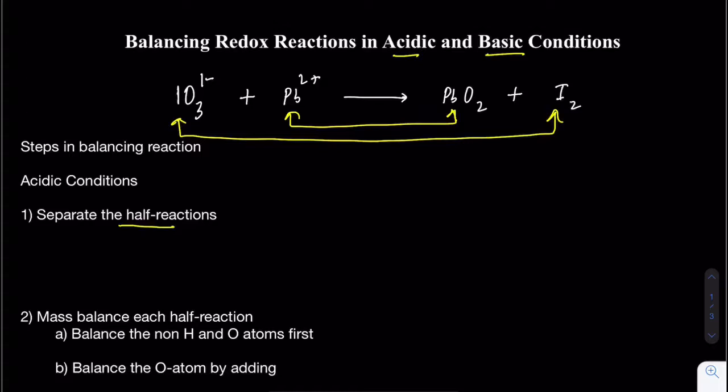Now, there are going to be times when you only have hydrogens and oxygens. Then it's a different story. Then you have to separate those half reactions based on the hydrogens and oxygens. But if you have two other types of elements, then separate your half reactions based on that. So when I separate those, this becomes IO3 1 minus, and that goes on to make I2. The other one is Pb2 plus, and that goes on to make PbO2.